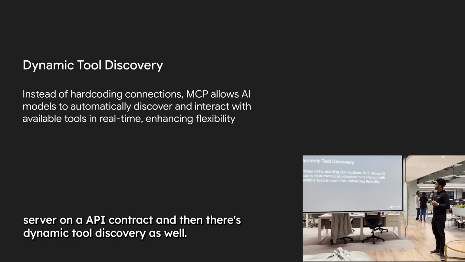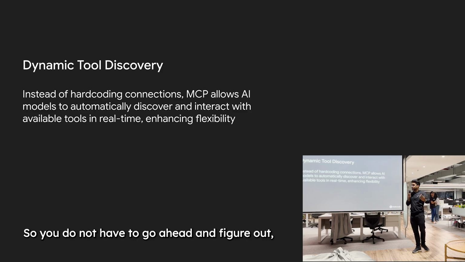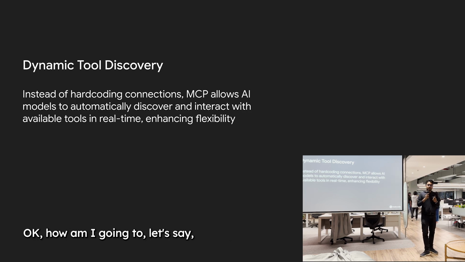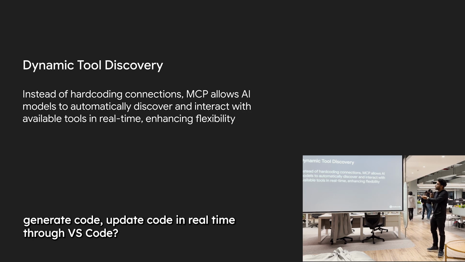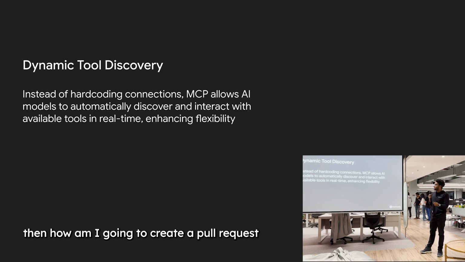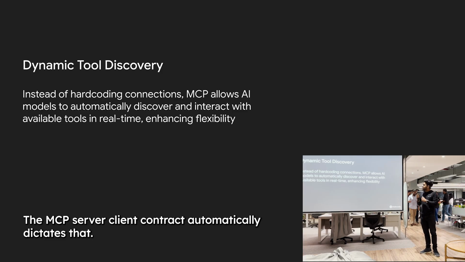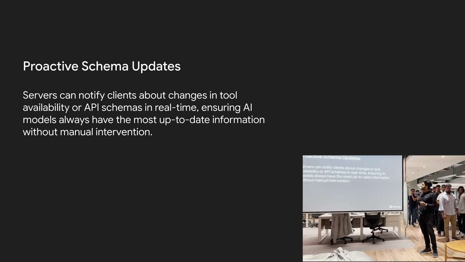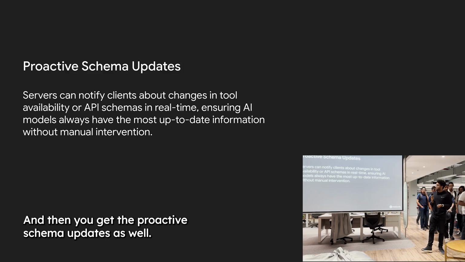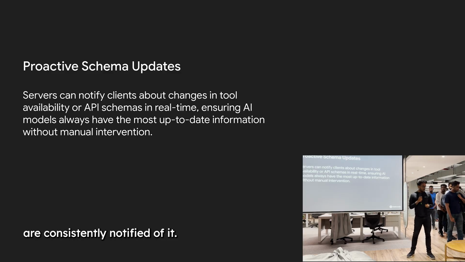And then there's dynamic tool discovery as well. Instead of hard coding the tools, it's the MCP server which exposes the tools available to your agent. So you do not have to figure out how am I going to generate code or update code in real time through VS Code, or if your goal is to work on GitHub, how am I going to create a pull request through the GitHub APIs? The MCP server client contract automatically dictates that. And then you get proactive schema updates as well. Whenever your API schemas change, your clients are consistently notified of it.